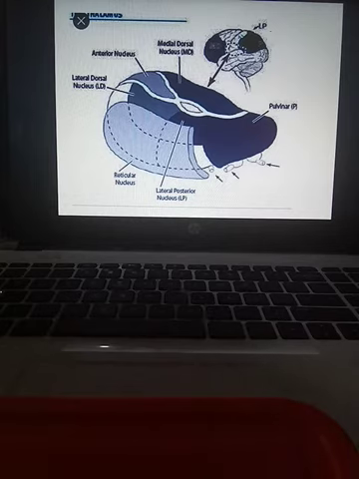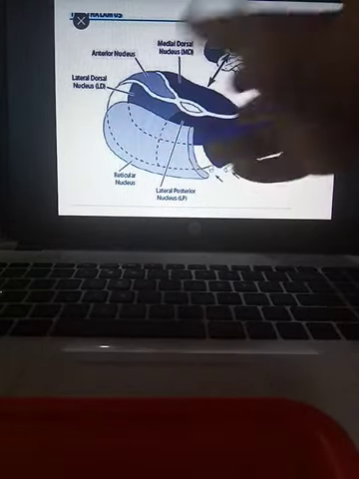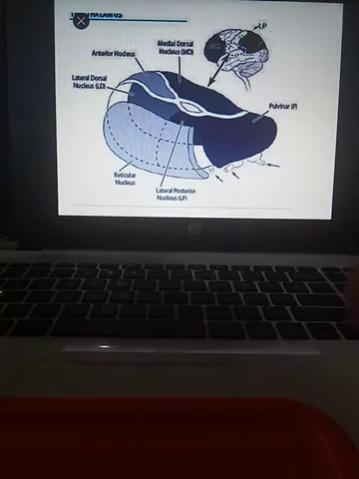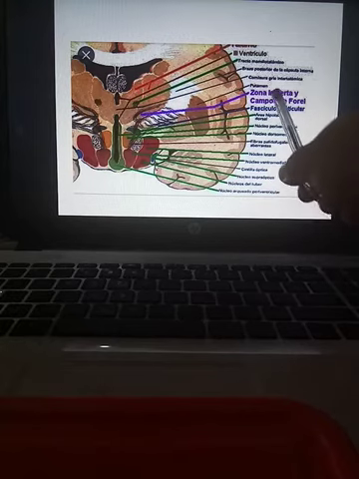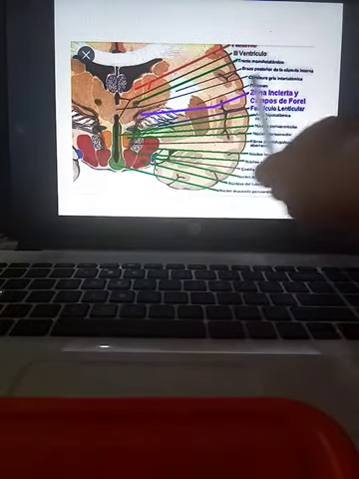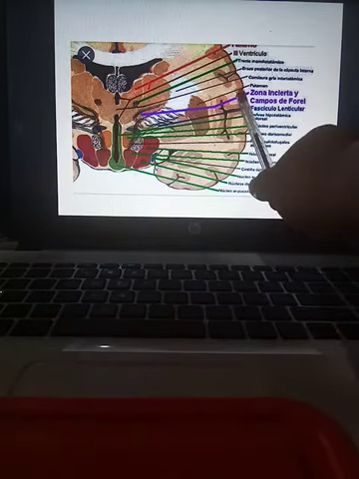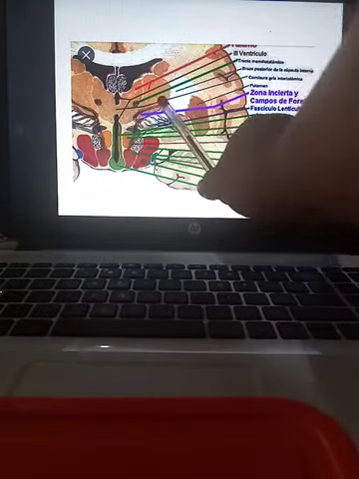Then you have zona incerta. Your reticular nucleus is continuous with the zona incerta, which is again the part of the ventral thalamus. This is your zona incerta. This purple colored area that you can see, this big one, see where it is going. This is your zona incerta.